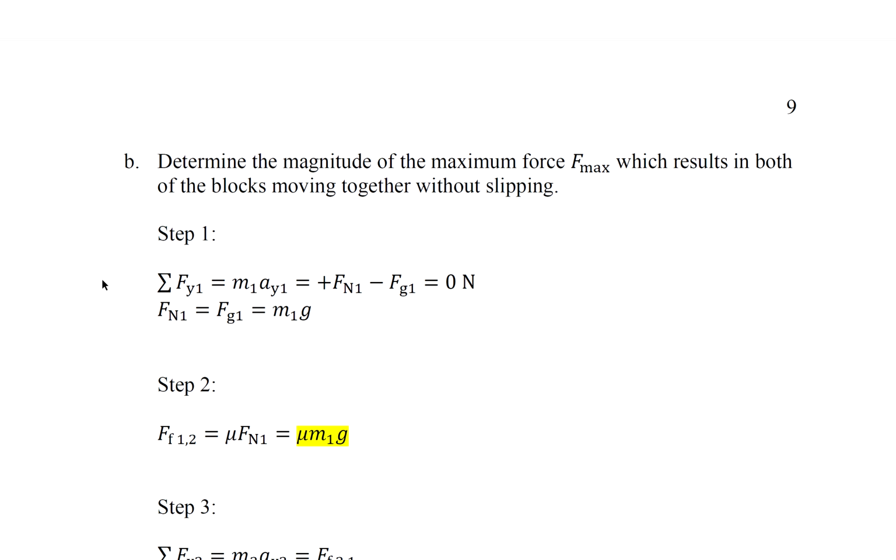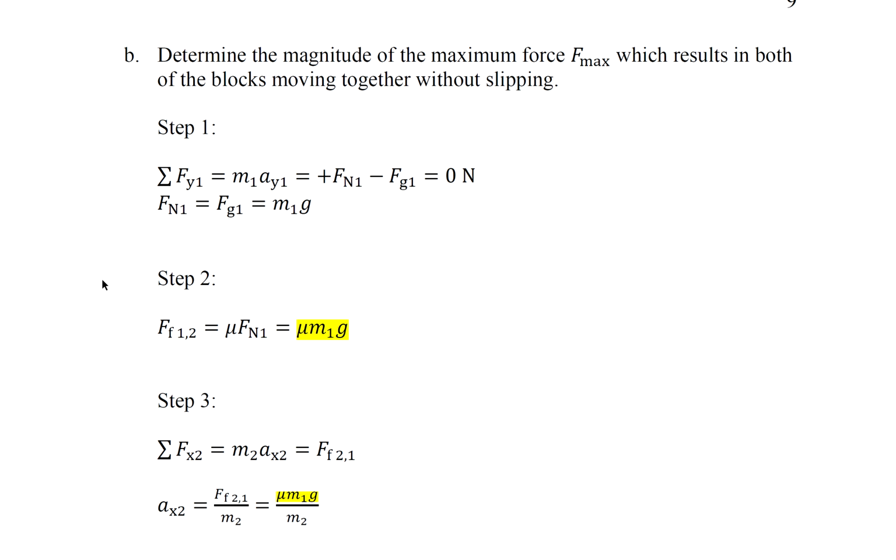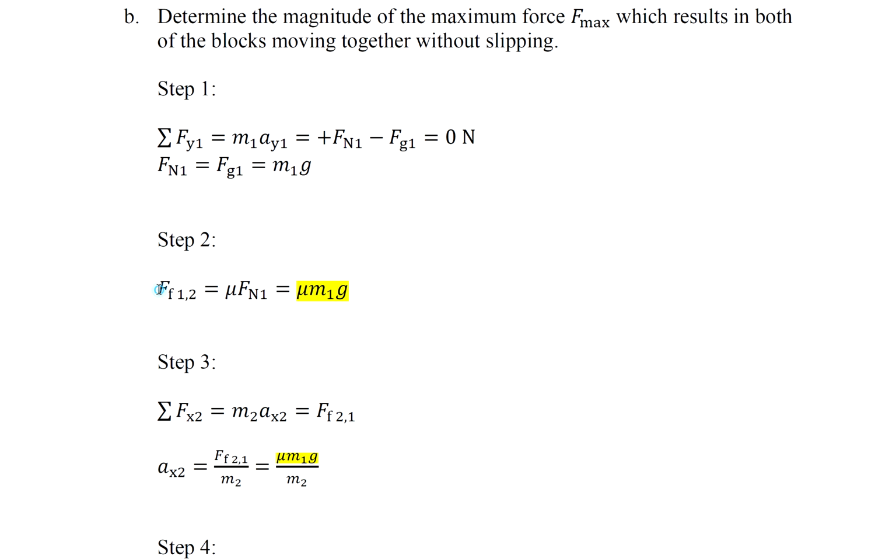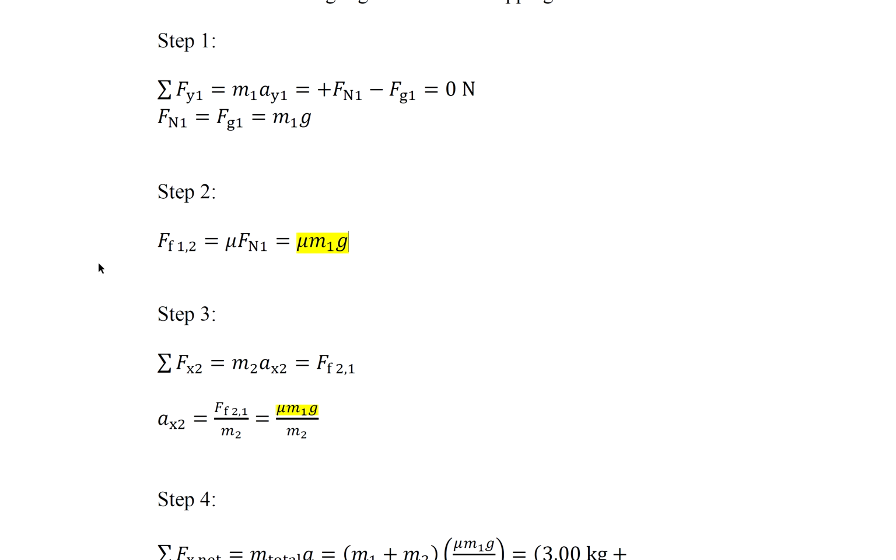Part B, determine the magnitude of the maximum force which results in both of the blocks moving together without slipping. So both blocks move together without slipping. So step 1, we have this, sigma F sub y1. Step 2, force of friction equals mu force normal. And we're only looking at object 1 here on the top.